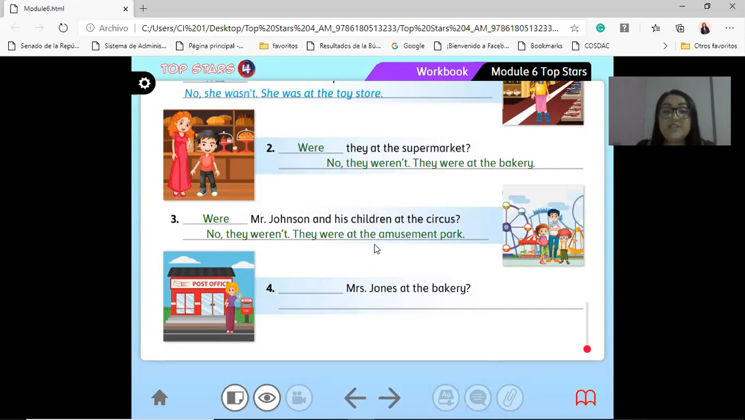Okay. Let's check the number 4. Mrs. Jones at the bakery. Es una sola persona, es una señora, Mrs. Jones. Usamos was. Was Mrs. Jones at the bakery? No, she wasn't. No, ella no estaba en la panadería. She was at the post office. Okay. If you need to write your answers, please stop the video, click pause, and as soon as you finish, you can continue with the next exercise.